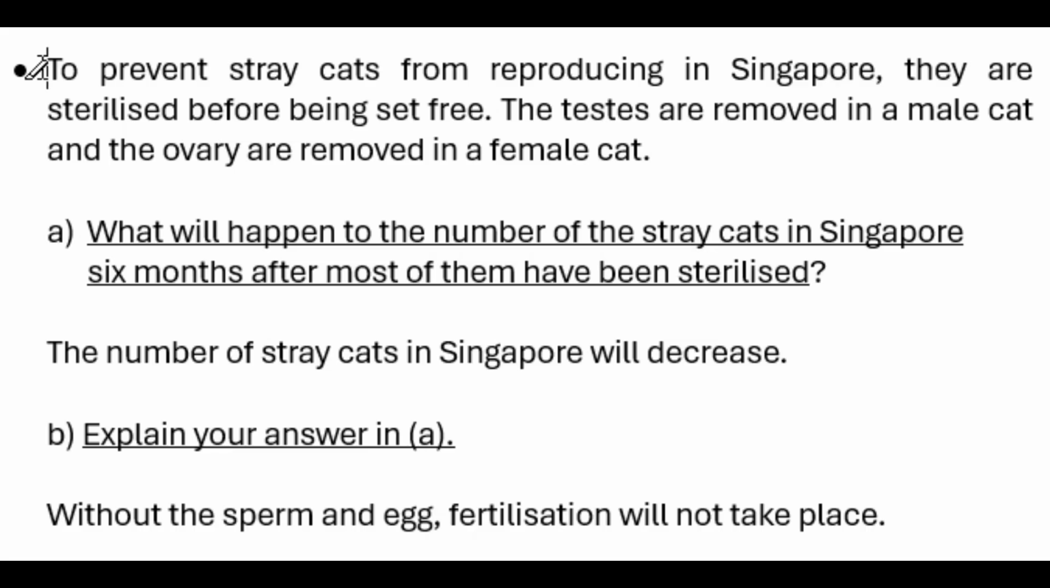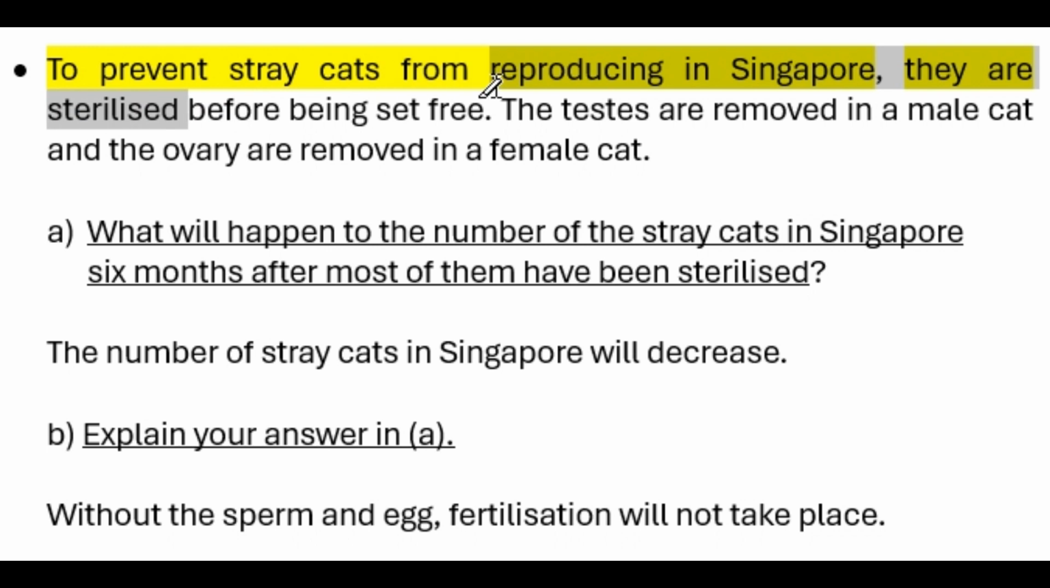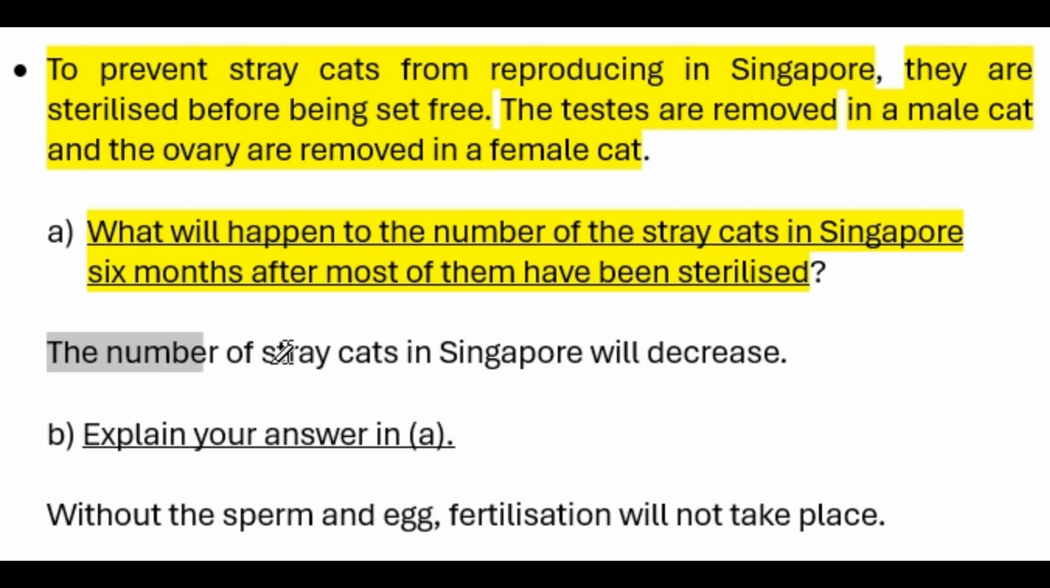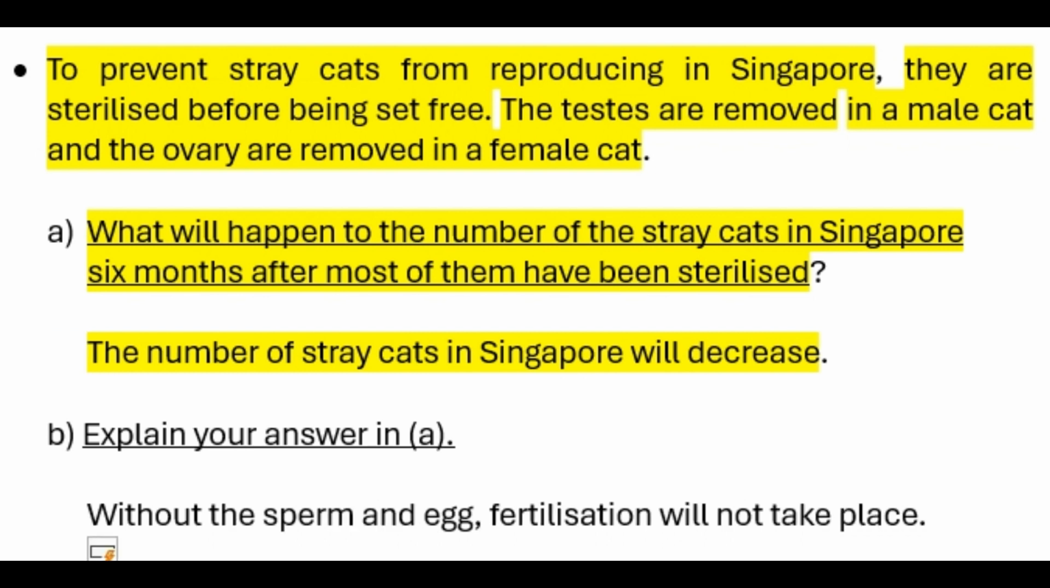To prevent stray cats from reproducing in Singapore, they are sterilized before being set free. The testes are removed in a male cat and the ovaries are removed in a female cat. A. What will happen to the number of the stray cats in Singapore 6 months after most of them have been sterilized? The number of stray cats in Singapore will decrease. B. Explain your answer in A. Without the sperm and egg, fertilization will not take place.